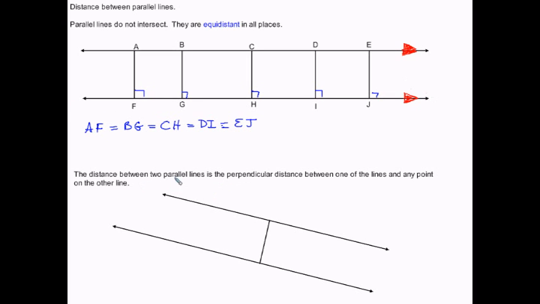Okay, the distance between two parallel lines is the perpendicular distance between one of the lines and any point on the other line. So I take a line and I go perpendicular to the other line, and this gives me the distance. This length here is the distance.